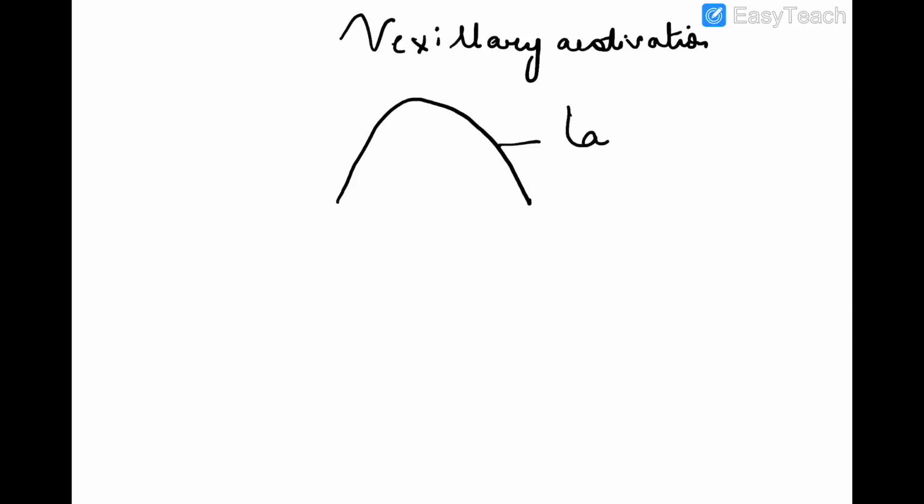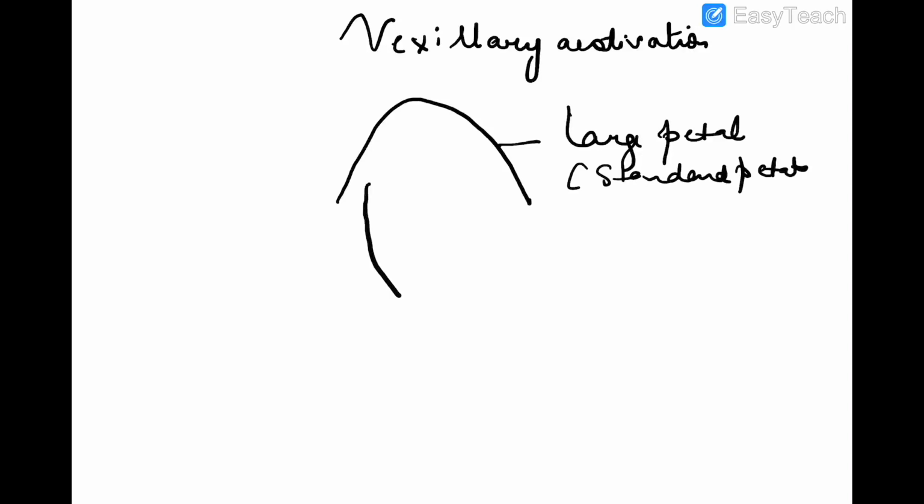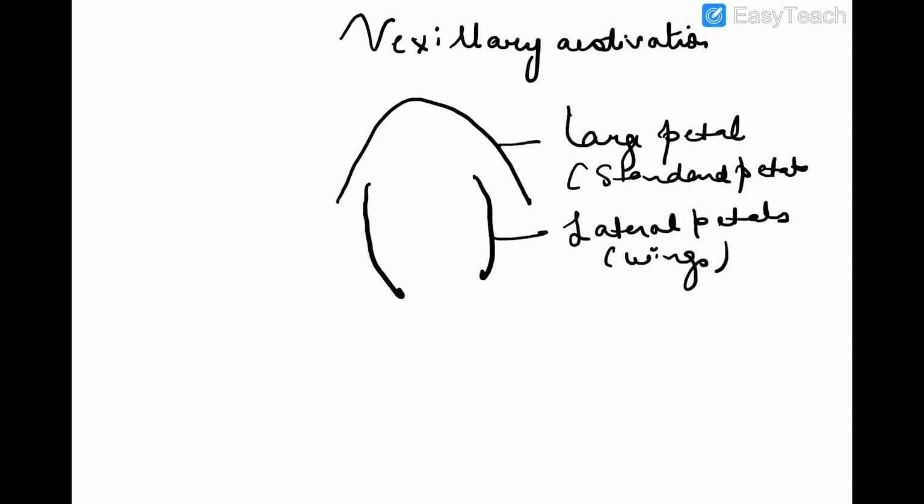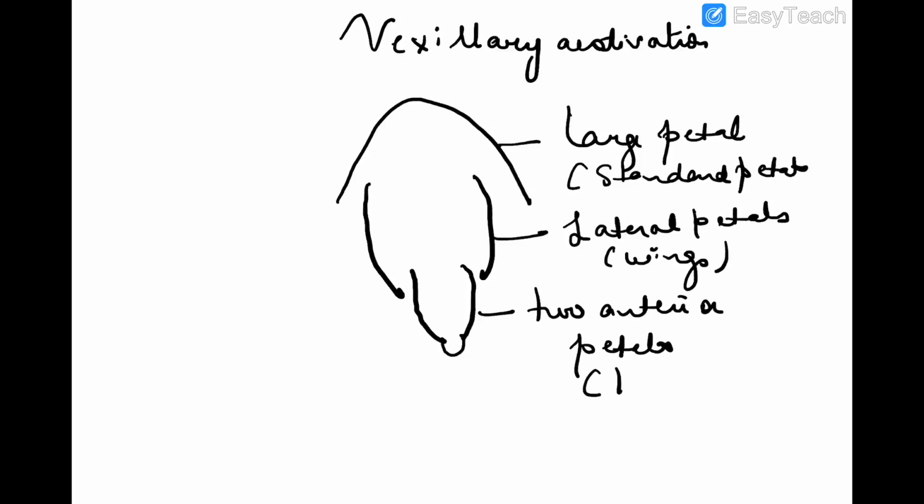The fourth type of estivation is vexillary estivation. In vexillary estivation, there is one large petal which is known as standard petal. It overlaps two small lateral petals which are known as wings, and these lateral petals further overlap two anterior petals which are known as keel.